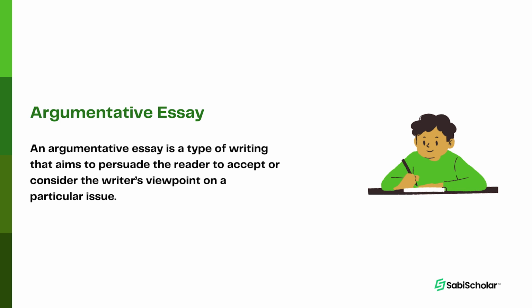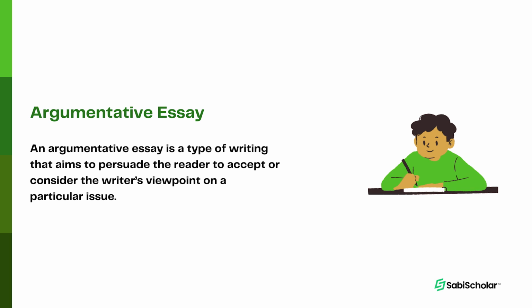An argumentative essay is a type of writing that aims to persuade the reader to accept or consider the writer's viewpoint on a particular issue. It involves presenting a clear thesis statement, supporting it with evidence and logical reasoning, and addressing counter-arguments to strengthen the main argument. The goal is to convince the reader through a well-structured and coherent presentation of facts and analysis. So in an argumentative essay, you are trying to convince the person that is reading to see things from your point of view, which is quite different from what you do in a descriptive essay.